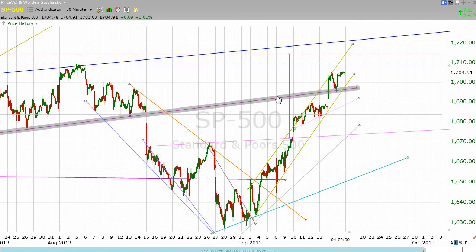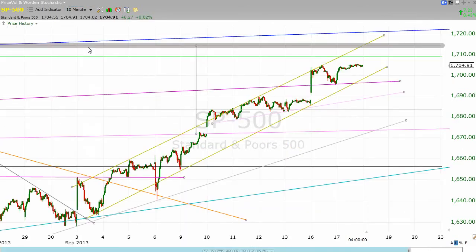This was our old neckline. The question we had coming into this week was, will that old neckline serve as resistance once we reach it again? Or will it be permeable because we've already made our minimum target from that head and shoulders top? And yesterday, the answer to that question was, it is permeable.